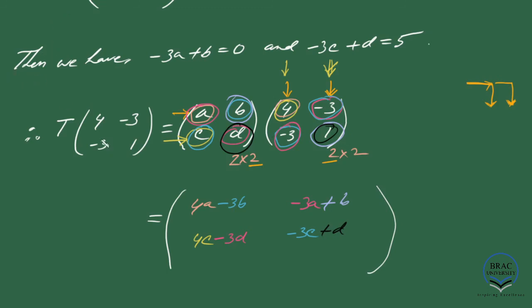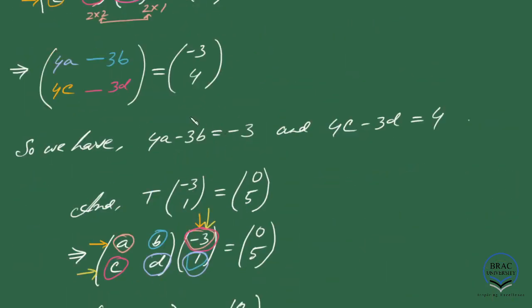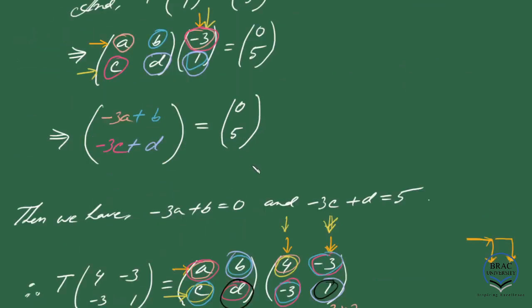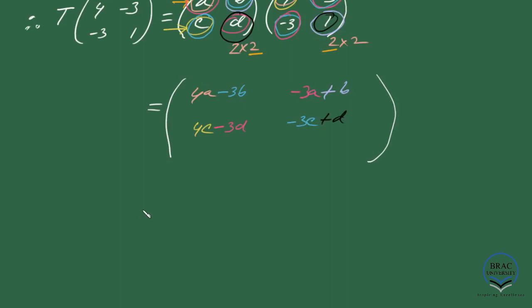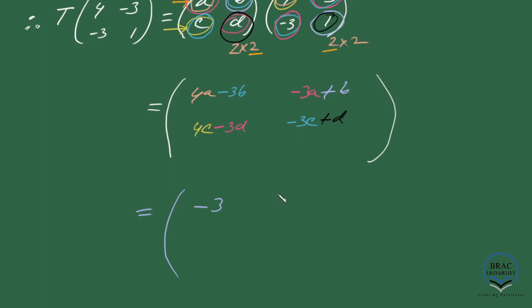Okay, so let's work on this one. It's 4a minus 3b. So what is 4a minus 3b? What is the value of 4a minus 3b? Previously, we worked on 4a minus 3b to be equal to negative 3. So from here, in place of this, I can write negative 3. And then I have negative 3a plus b. What is negative 3a plus b? Negative 3a plus b. This is negative 3a plus b. So which is equal to 0. So in this place, I can write 0.